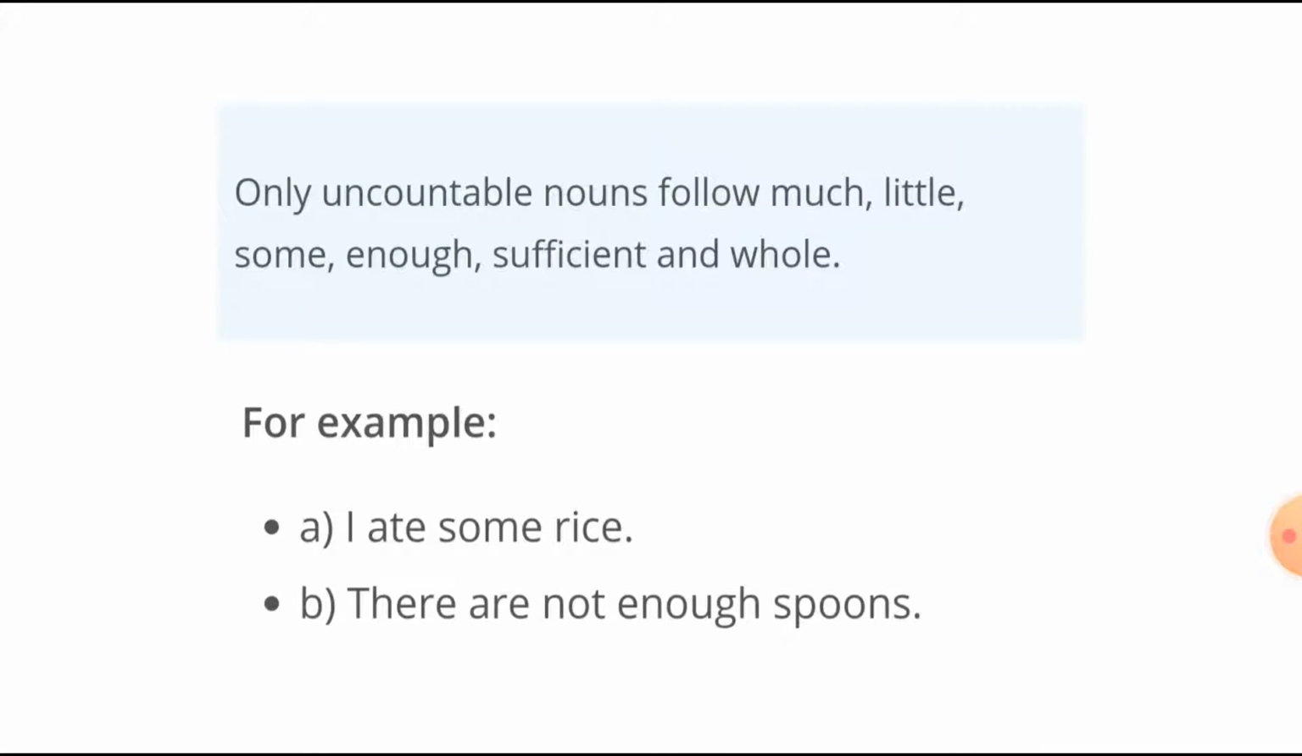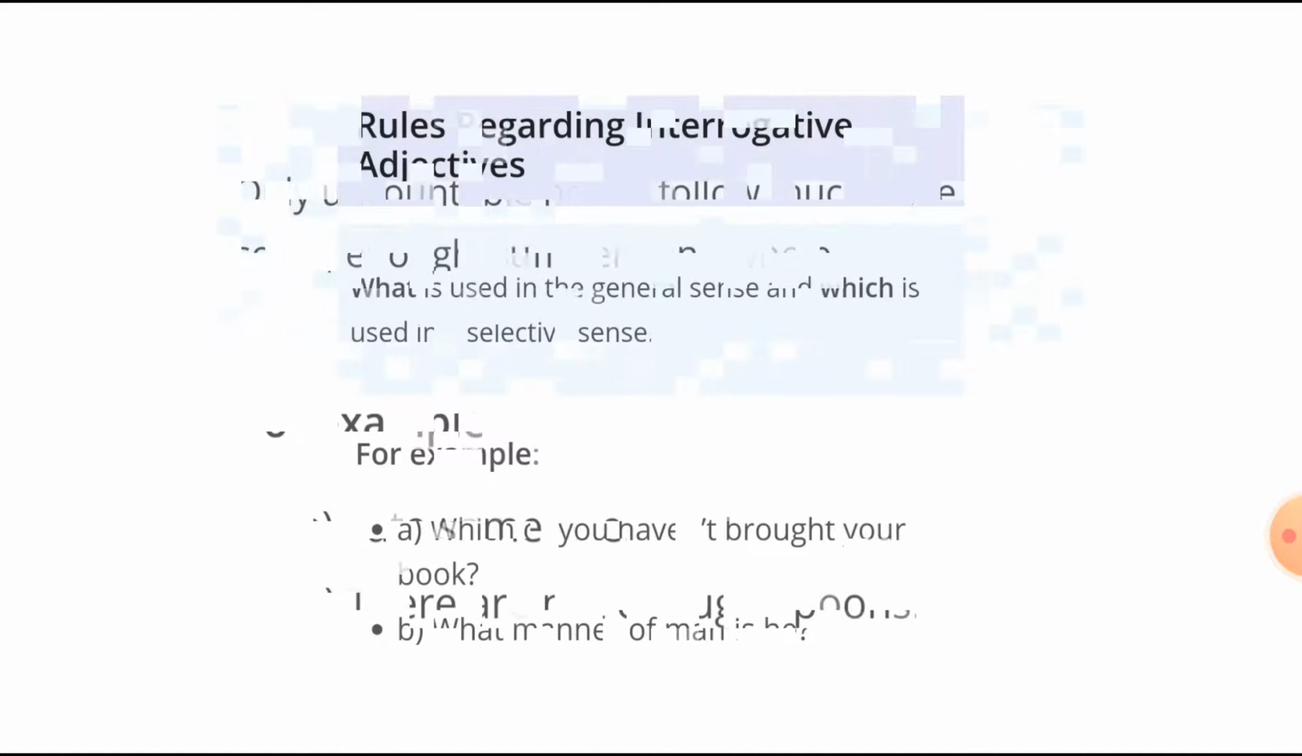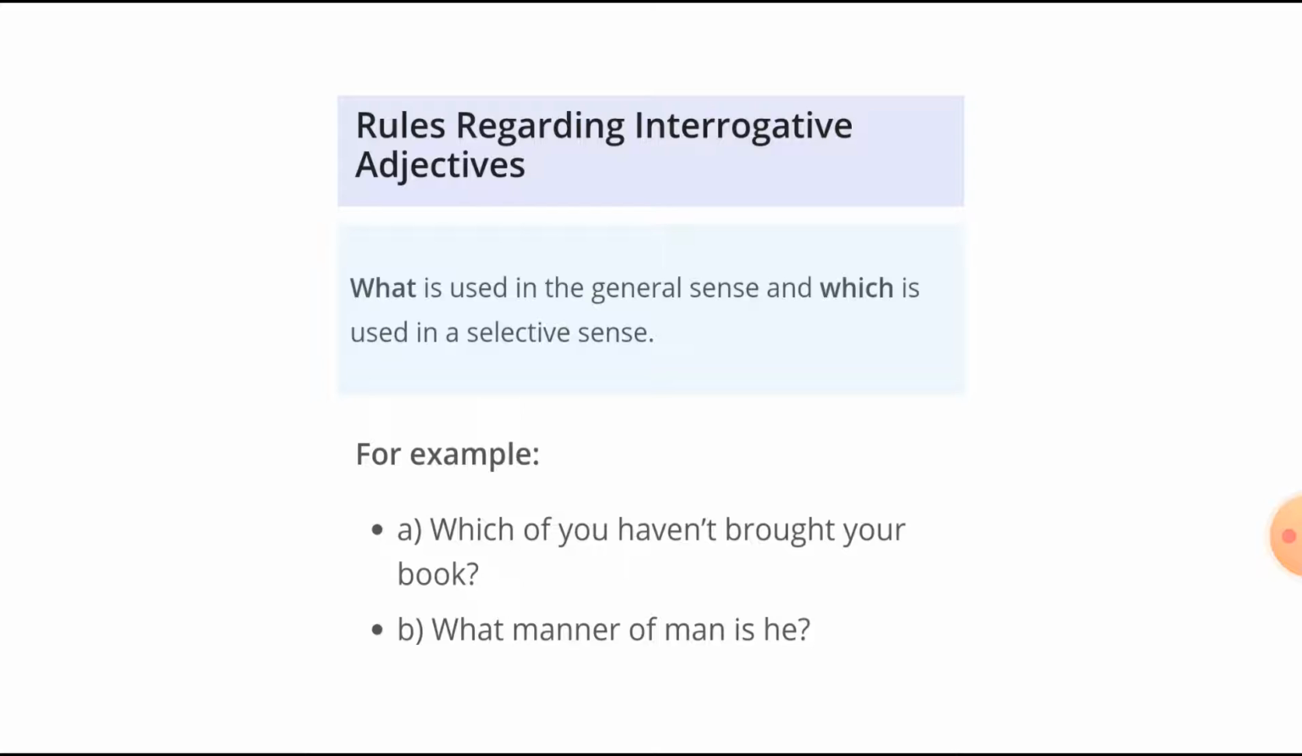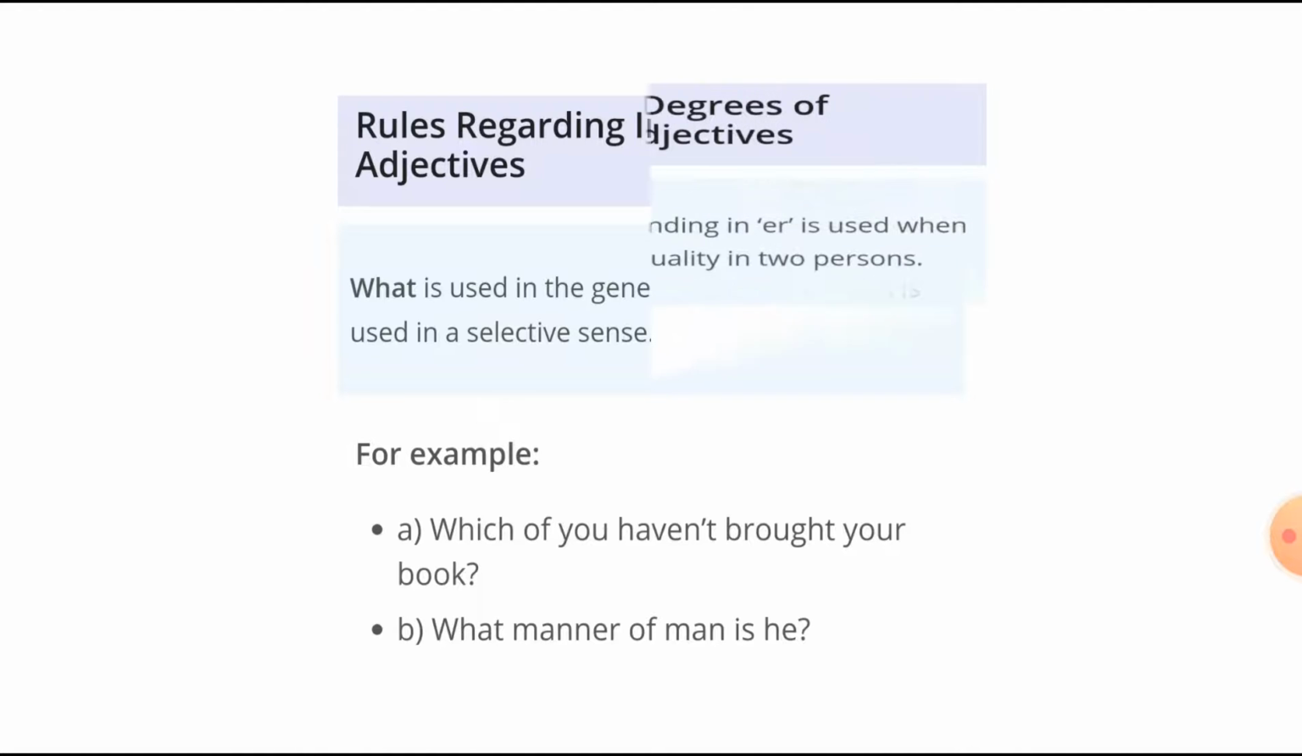Only uncountable nouns follow much, little, some, enough, sufficient, and whole. For example, I ate some rice. There are not enough spoons. Rules regarding interrogative adjectives. What is used in the general sense and which is used in the selective sense. For example, what manner of man is he?